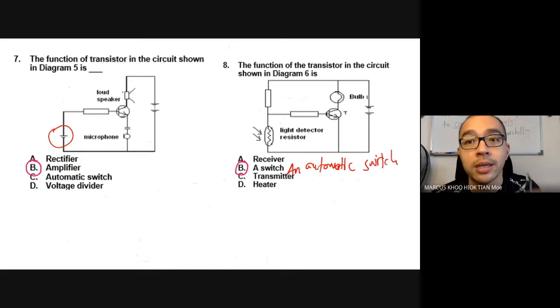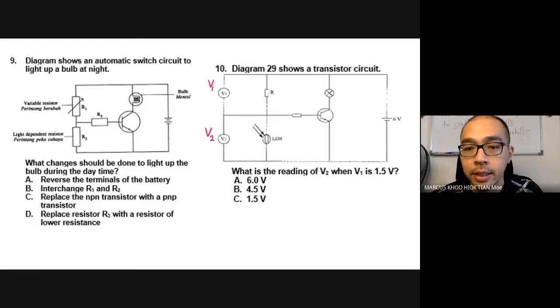Because a switch is kamu masih kena tekan bah. But an automatic switch is you don't have to tekan anything. Actually, it is the light detector resistor that is doing its job. The light detector resistor will increase the resistance so that the junction voltage and so on. An automatic switch is the better word for this. Okay, number 9. Elijah.